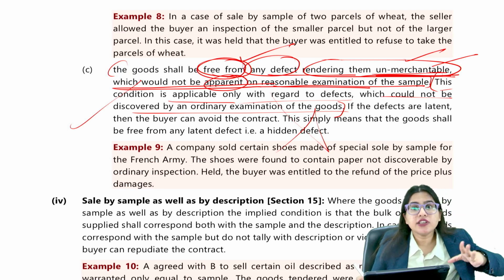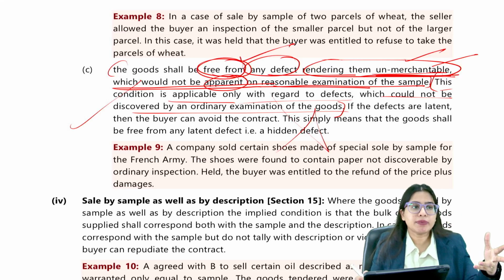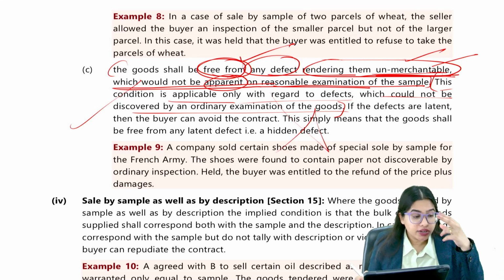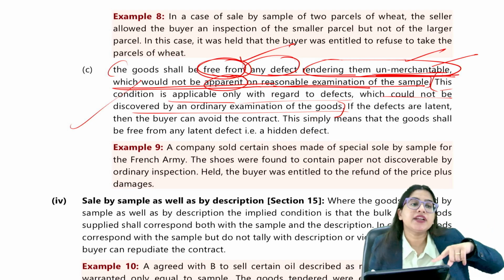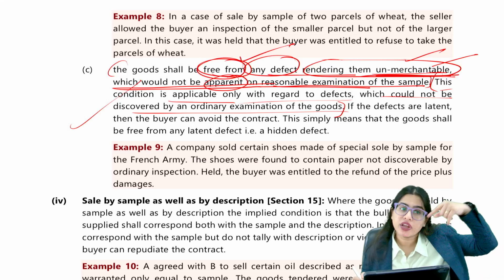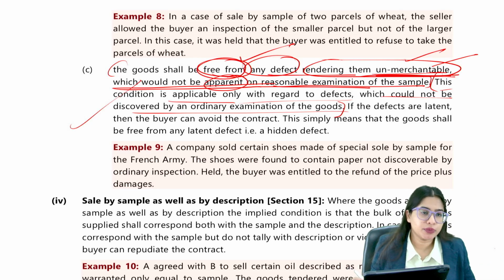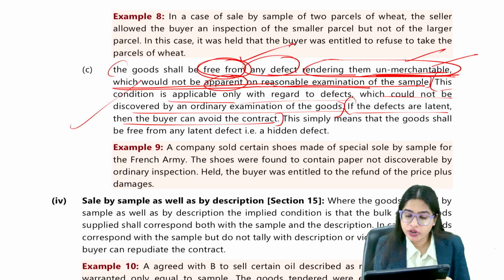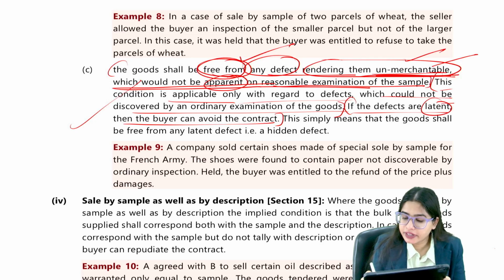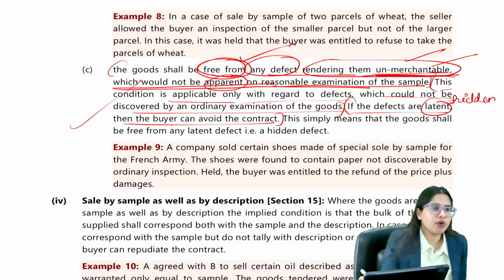If they painted it in such a way that it actually looks like plastic, and by ordinary examination you cannot tell that it is made up of paper, then this implied condition will be applicable, and you can return the goods and claim the refund of your money. So if the defects are latent, then the buyer can avoid the contract. Latent means hidden here. If there are hidden defects, then the buyer can avoid the contract.